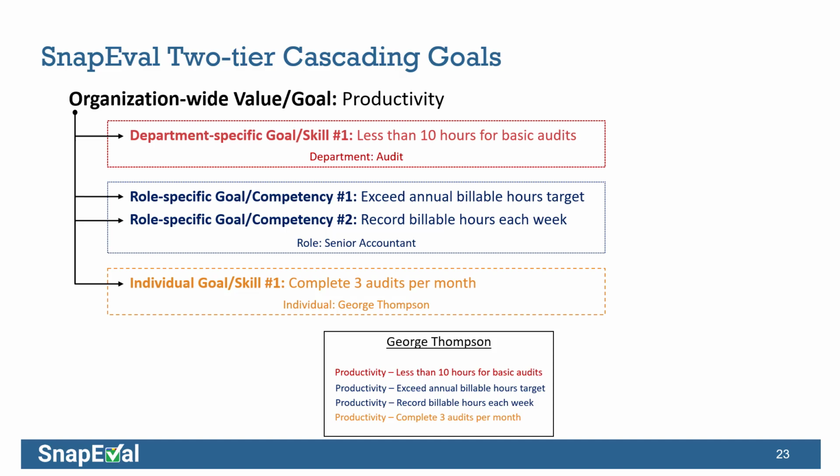So again, when we're giving feedback to George Thompson here as our example, and if he was a member of those 4 groups that we talked about earlier, the audit department, the senior accountant role department, the individual George Thompson group, and of course corporate-wide goals, his goal list that you could give him feedback against would be less than 10 hours for basic audits, exceeds annual billable hour target, records billable hours each week, and completes 3 audits per week. And those are your corporate-wide plus your 4 different ones related to productivity for the groups that George is a member of.